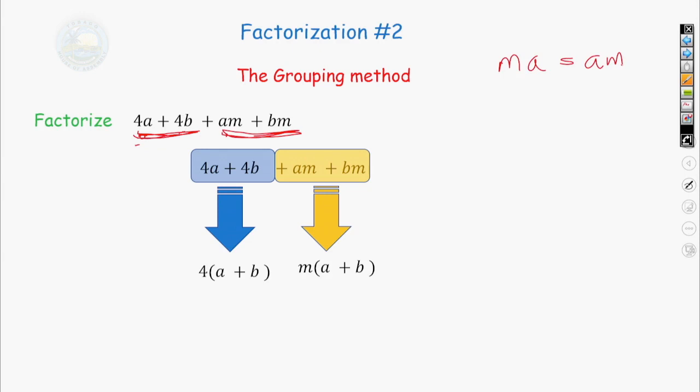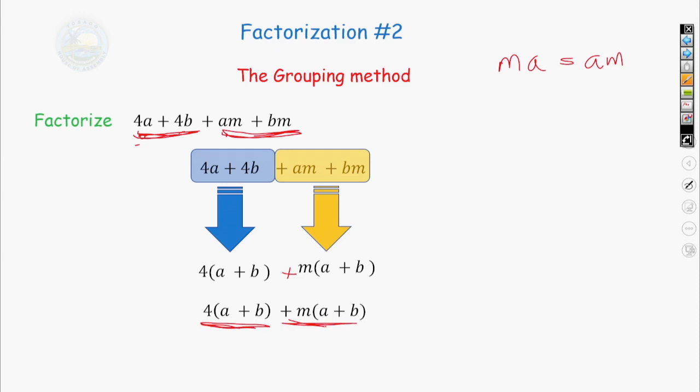Right? So once we have that, what we do now is this. Look here. What we have is 4(A + B). The M here is positive. I didn't put in the positive, but the M is positive. It is 4 into (A + B) plus M into (A + B). What I have here are two terms. This is a term. This is a term.